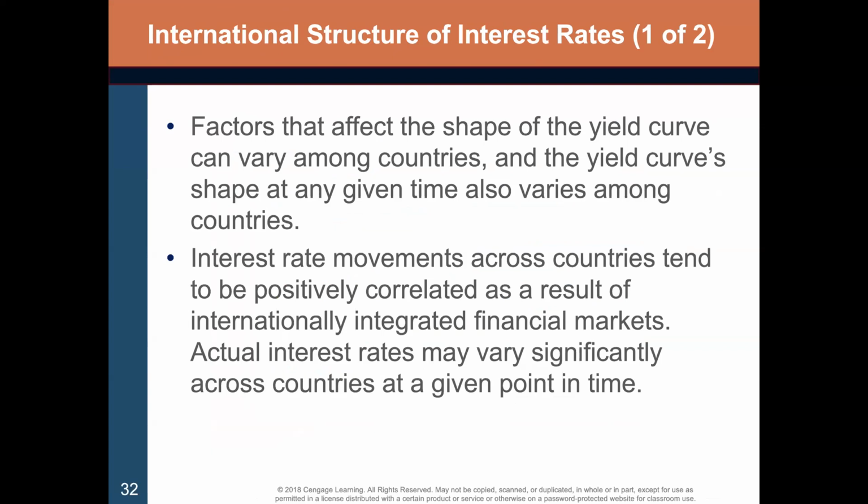So what about the international structure of interest rates? The factors that affect the shape of the yield curve can vary among countries, and the yield curve shape at any given time also varies among countries. So you can have one yield curve in the US with a very different yield curve within the European Union, for instance. Interest rate movements across countries tend to be positively correlated, however, as a result of internationally integrated financial markets. So the actual interest rates may vary significantly across countries at any given point in time, but their movements tend to be similar. So if yields are dropping in the US, they're most likely dropping in the UK as well.